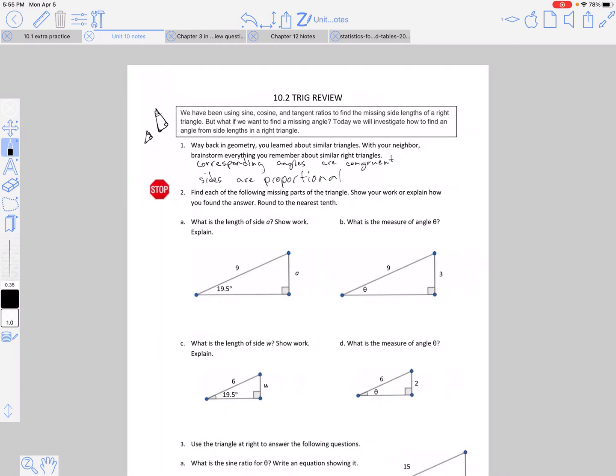All right, so what I suggest you do is pause this and try 2 through 3 and then come back. I think you'll learn a lot more if you look at it, try it, and then watch it. So pause, work it, come back.